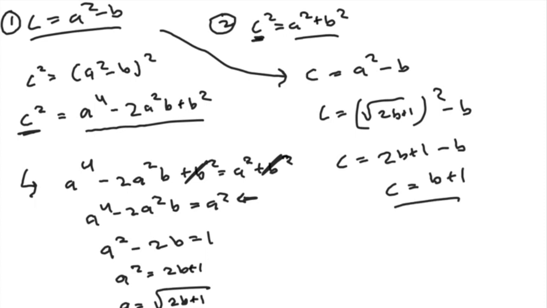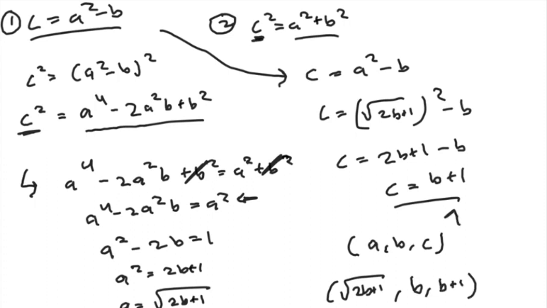So now if we write our Pythagorean triple in terms of a, b, c, we know that a is equal to the square root of 2b plus 1. So we have the square root of 2b plus 1. We know that b is just b. We leave it unchanged. And we know that c is equal to b plus 1. So this is the triple which we are trying to find. And we're trying to find all triples of this form under the number n.